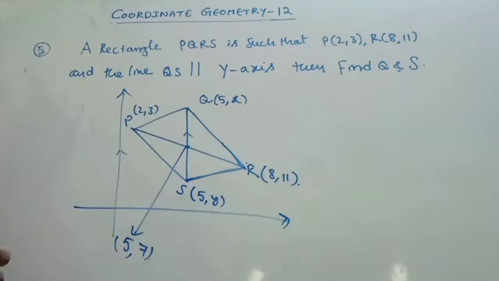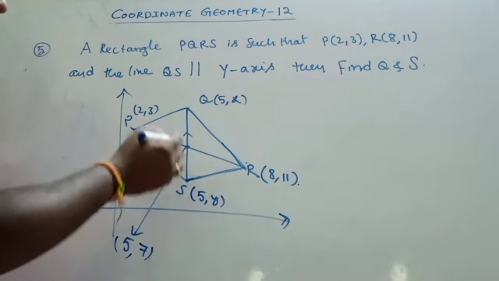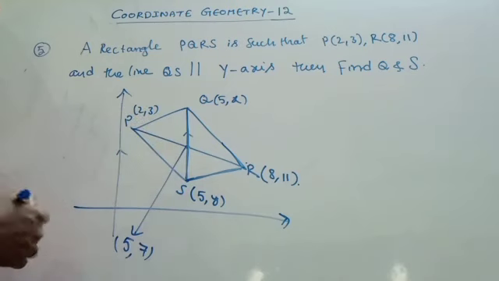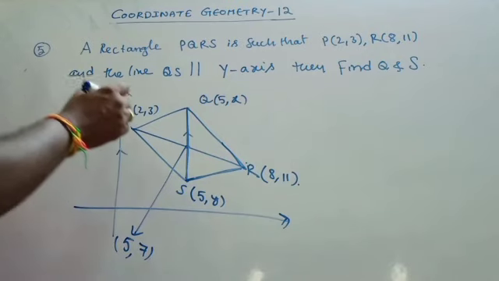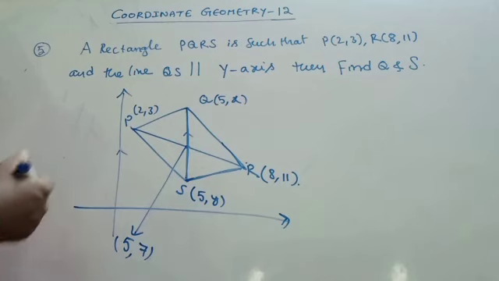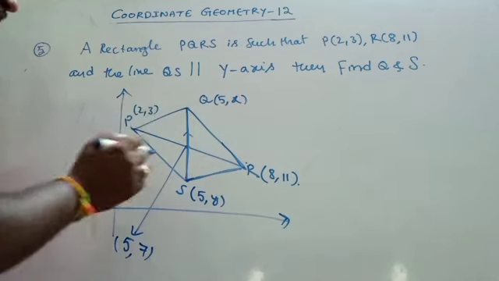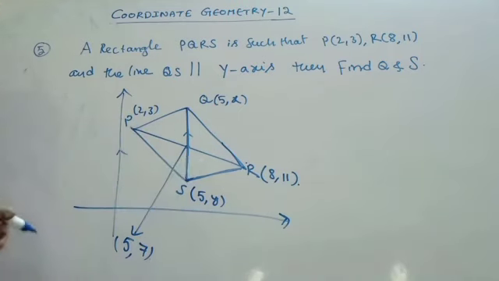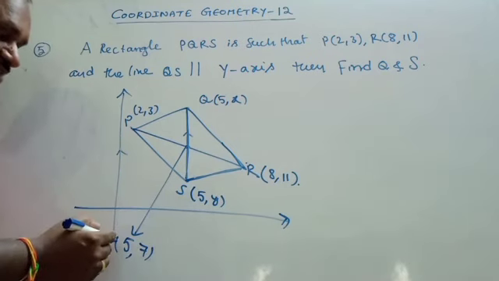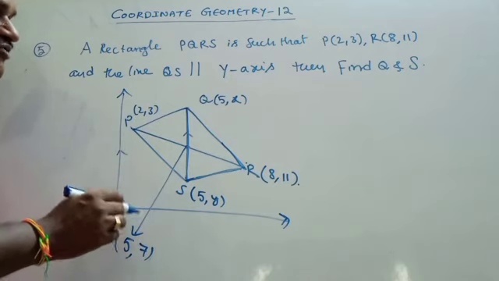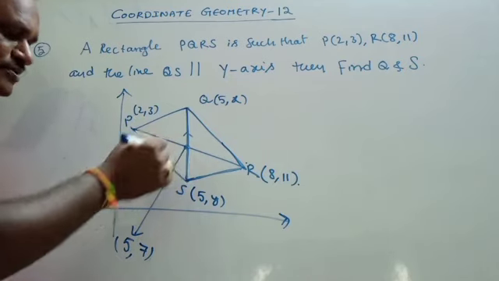Q and S. You see, my dear students, P and R are given in a rectangle. You know the diagonals bisect each other, and also the lengths of the diagonals are equal, right? Now let us use that fact and try to get our Q and S. By the midpoint formula, P(2, 3), R(8, 11): (2 plus 8) by 2 is 10 by 2, that is 5, and (3 plus 11) by 2 is 14 by 2, that is 7. So this is (5, 7).